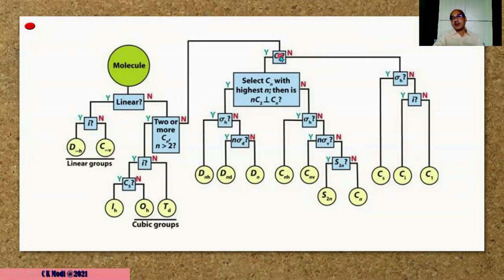Now here, the C2 axes are absent, rotation axes are absent. Here only sigma h is present, then the point group is Cs. And if sigma h is absent and only center of symmetry i is present, then the point group is Ci. And if i is absent, only identity is present, then the point group is C1. So in this way, we can differentiate the point groups of a molecule.